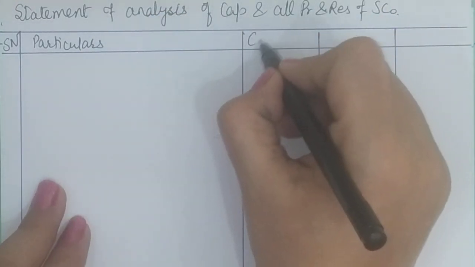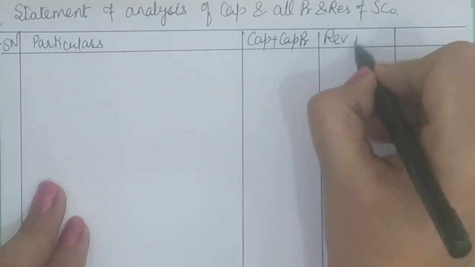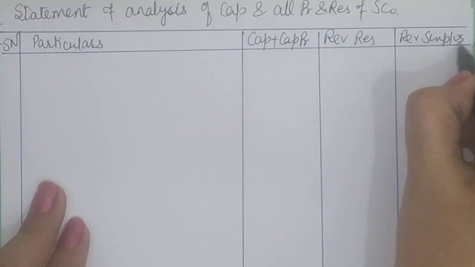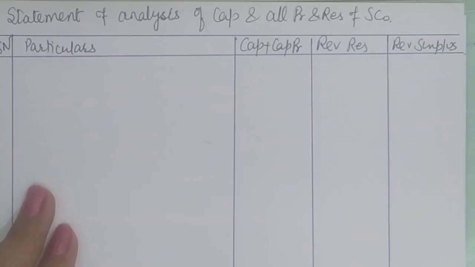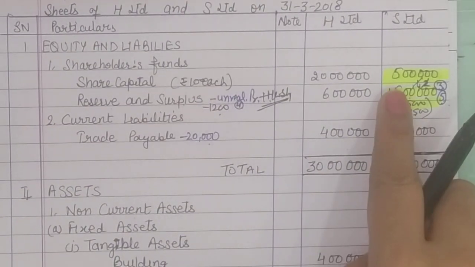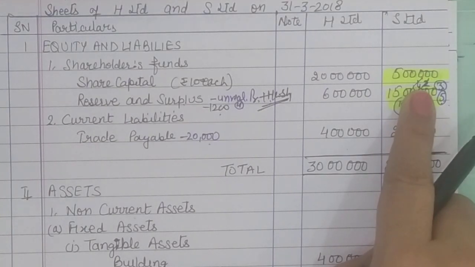Then you have here capital plus capital profits, revenue reserve, revenue surplus. Now in this we are to record all the amounts of subsidiary company which are not directly added, which goes through the analysis part. So from the balance sheet of the subsidiary company, we know that the amounts which will be adjusted here are share capital, reserve and surplus. For reserve and surplus, we have certain adjustments here.